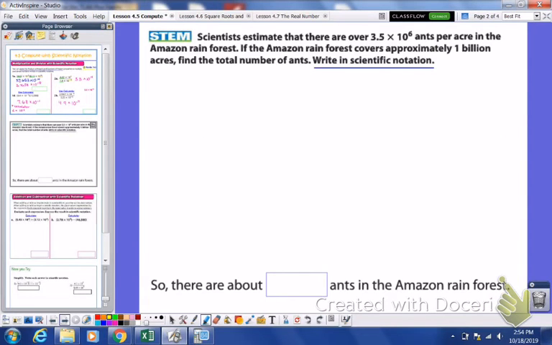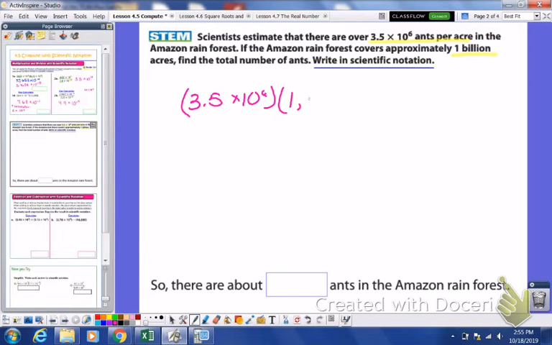Okay, so scientists estimate that there are over 3.5 times 10 to the 6 ants per acre in the Amazon rainforest. If the Amazon rainforest covers approximately 1 billion acres, find the total number of ants. Write your answer in scientific notation. So 3.5 times 10 to the 6 per acre. There are approximately 1 billion acres. So if it's per, you know that means multiply. So 3.5 times 10 to the 6 times 1 billion.